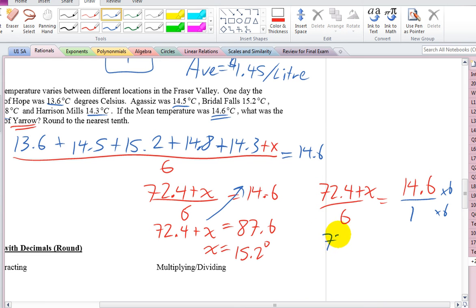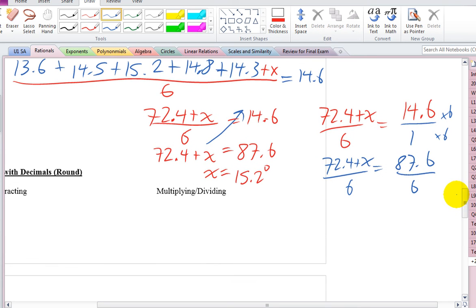14.6 over 1. Okay. So to get them to be equal, you times this one by 6. You get 72.4 plus X divided by 6 equals 87.6 over 6. Since they're both over 6, their tops will be equal as well. So then you're going back up to this statement here. And that's algebra and why we need to learn it. Any questions? I think you have one question like that. It's not a big deal. All right. Give it your best shot. See what you can do. Okay? Don't freak out on me.